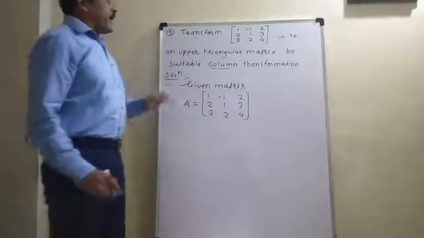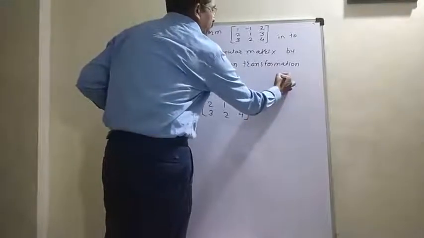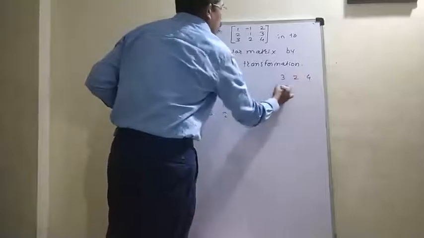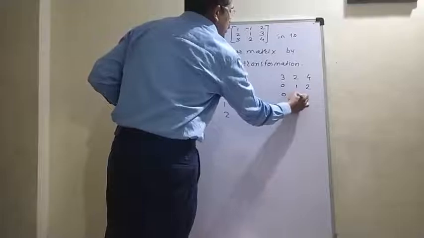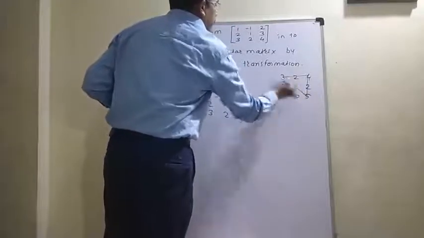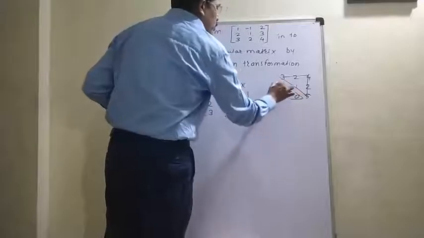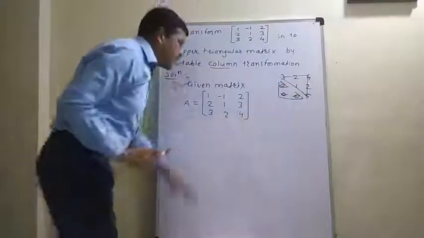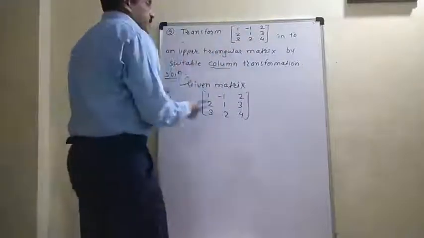To get an upper triangular matrix, you must know an example of an upper triangular matrix. In an upper triangular matrix like this, 3 2 4, 0 1 2, 0 0 5, you need to get a matrix like this. It means that we need to bring these three members to 0. This place, this place, this place. Let us see the ideal technique and way to do this.